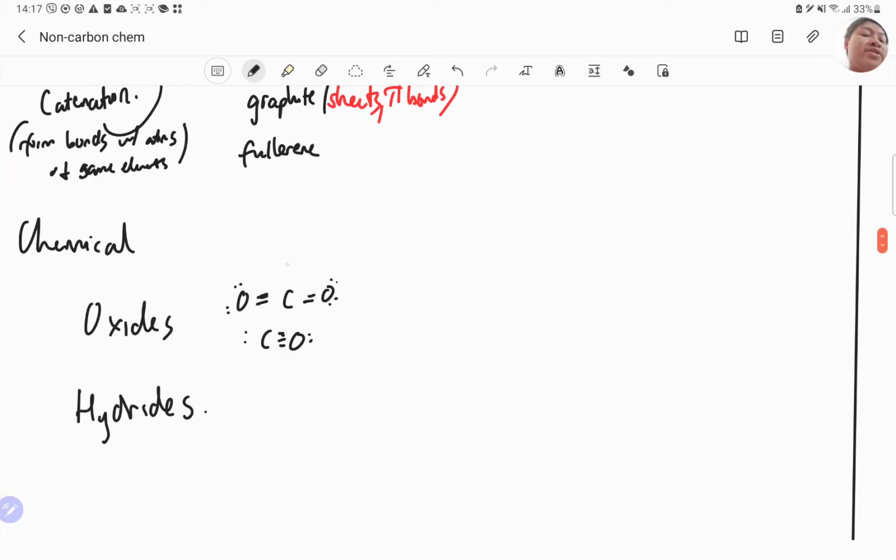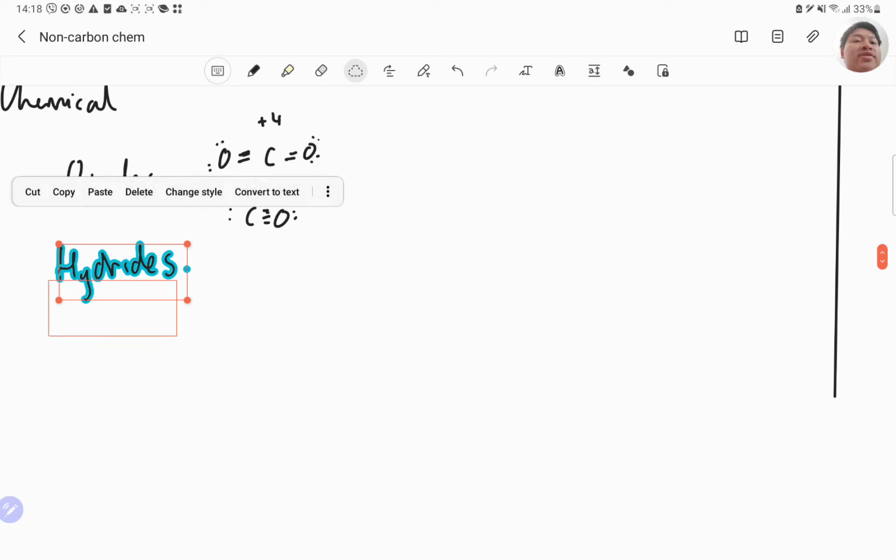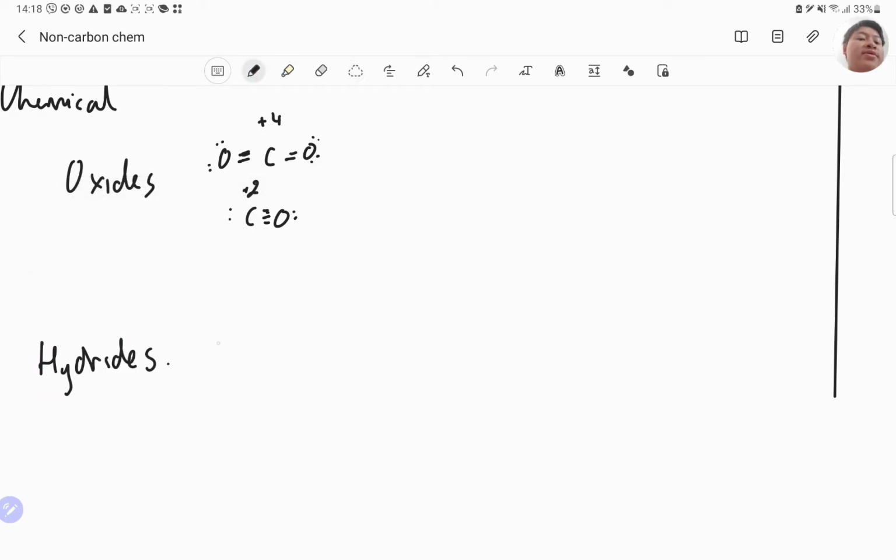Here, the oxidation state for carbon is +4, because the oxygens are -2 charge, and the carbon here is +2 charge. Okay, that sounds like it. Hydrides go down here. Hydrides, you have hydrocarbon, in which case carbon will be like +4 charge if it's all bound to other carbon. Not sure.